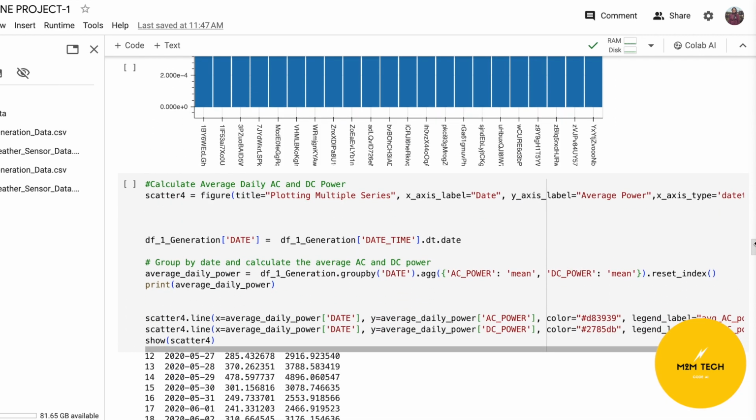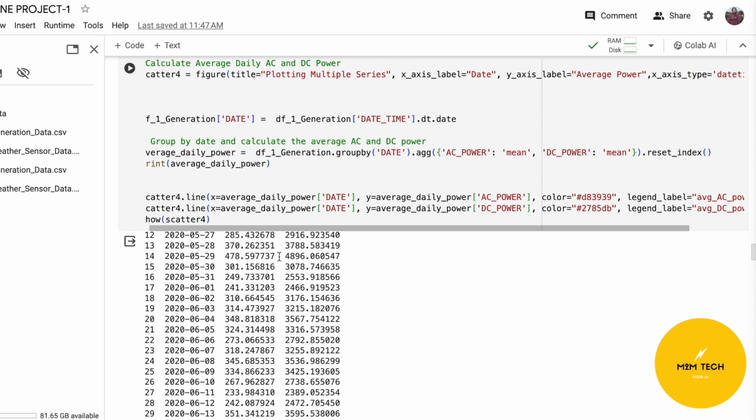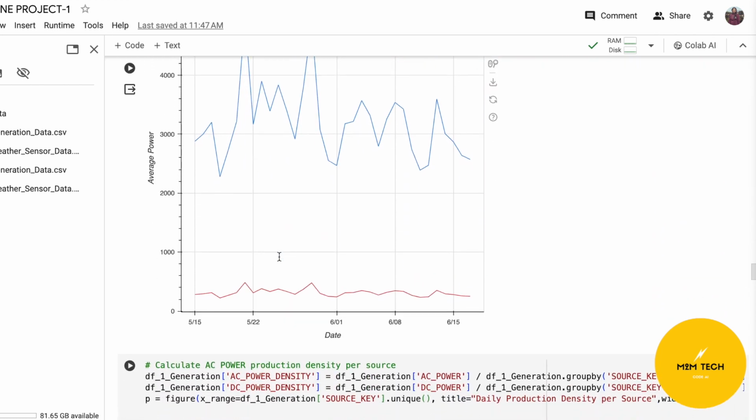Similarly, I have calculated the average daily AC and DC power. In this case, my analysis found an increasing average daily power over time. Both AC power and DC power show a consistent upward trajectory throughout the dataset, which indicates the overall growth in power generation by the solar plants.